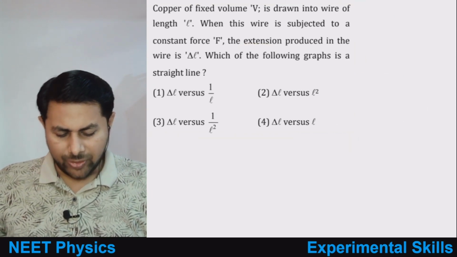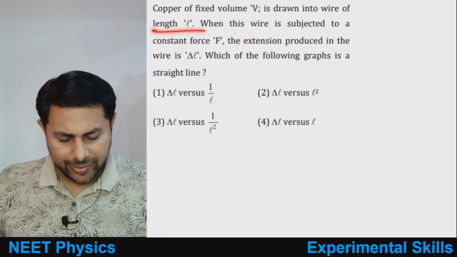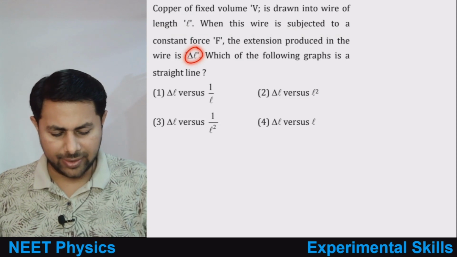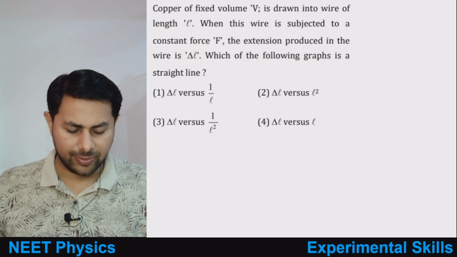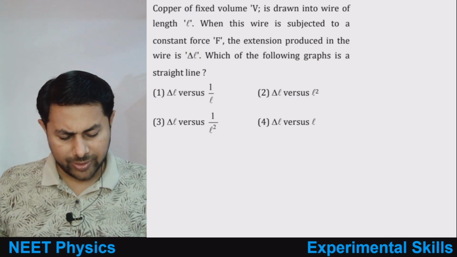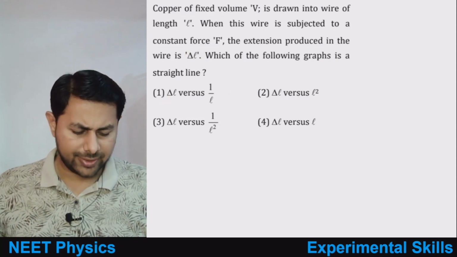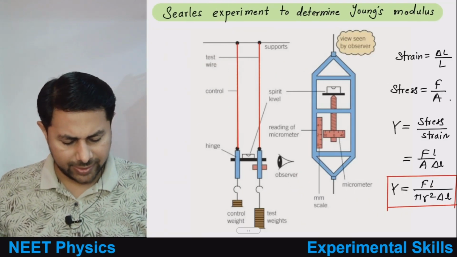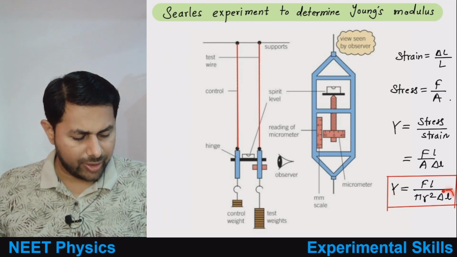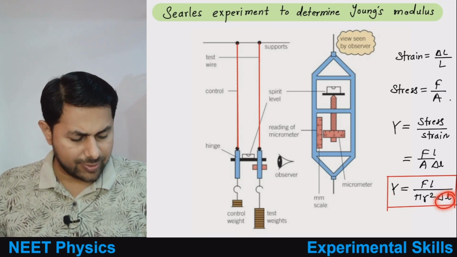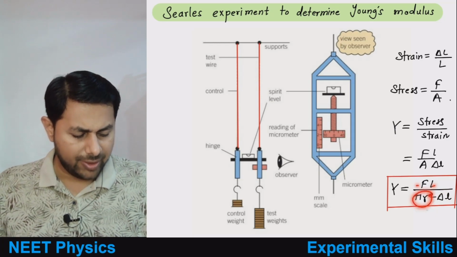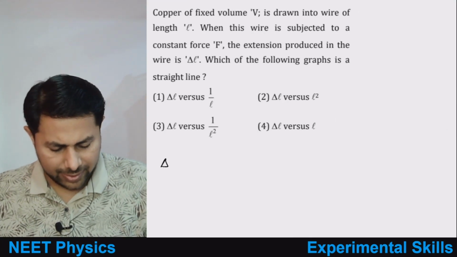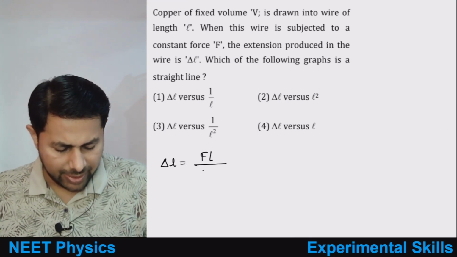A copper of fixed volume V is drawn into a wire of length L. When the wire is subjected to a constant force F, the extension produced in the wire is delta L. Which of the following graphs is a straight line? Delta L versus 1 by L, then delta L versus L square. If you make use of the formula, extension can be written as FL divided by pi r square, that is AY. So extension delta L is equal to FL divided by AY.